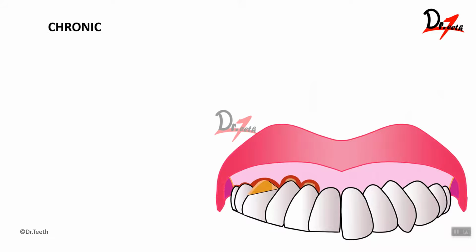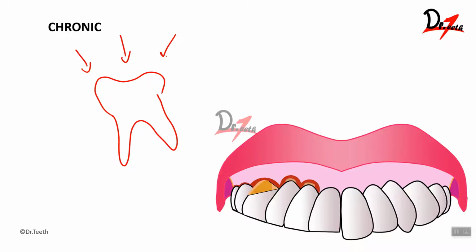Coming on to the chronic trauma from occlusion, it is a result of gradual changes which are produced in the periodontium, for example, tooth wear or drifting movements, extrusions, or other parafunctional habits. There can be trauma that can occur to the tissues. So this falls under chronic trauma from occlusion. Here the tooth is slowly exposed to certain occlusal forces, which over a long duration can cause periodontal injury.